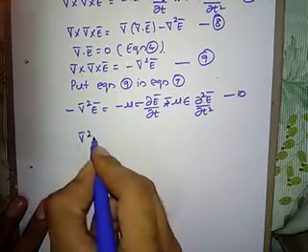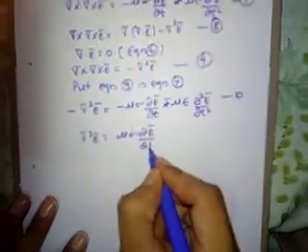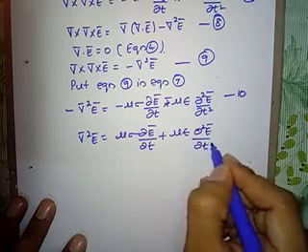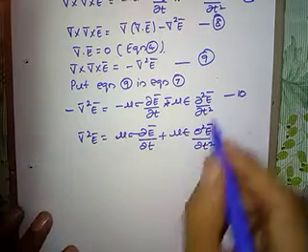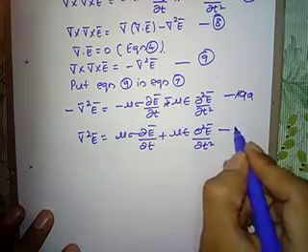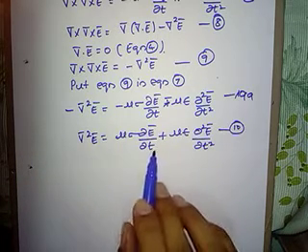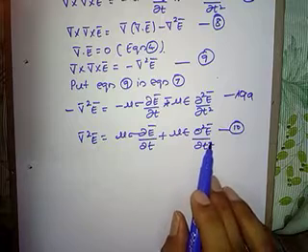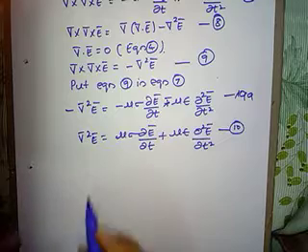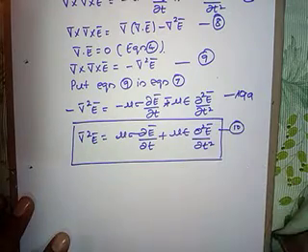So I can write del square E bar is equal to mu sigma dou E bar by dou t plus mu epsilon dou square E bar by dou t square. Take this as equation 10. So this is the wave equation for the electric field E bar, right?